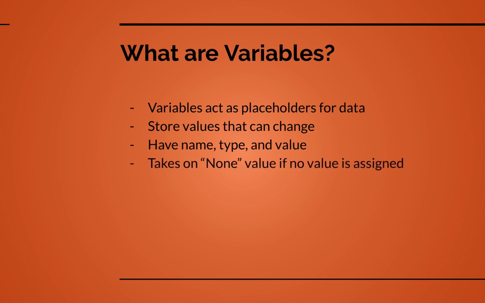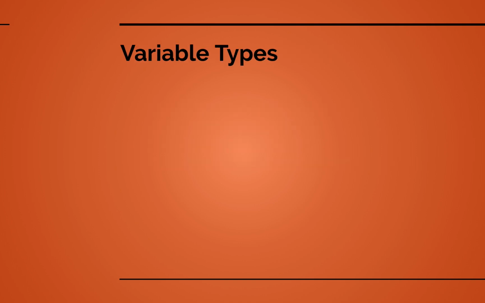Now, we can also assign the value of none if there's no specific value we want to associate with a variable. None is basically the equivalent of nil or null in other languages, just means a variable has no value. Otherwise, each variable will have a value based on the type of variable that we're dealing with.